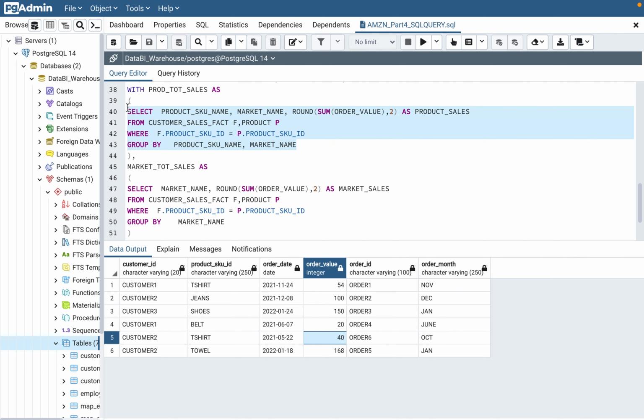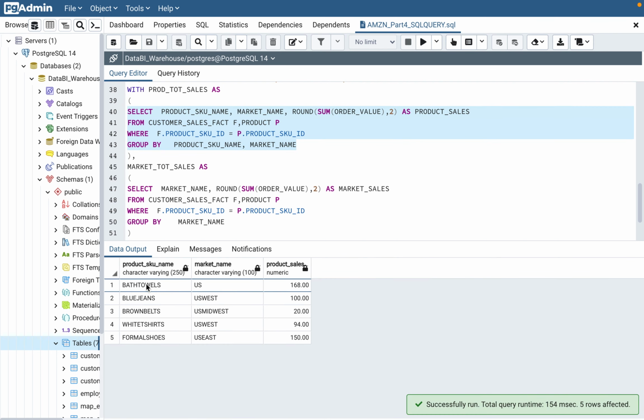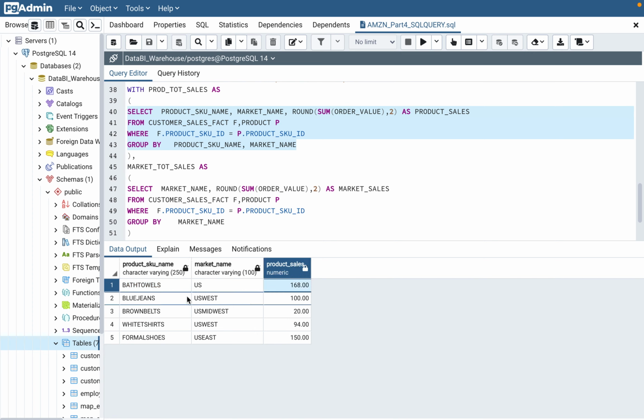If you see the data of this, it is telling you the product sales. So bath towels has $168, blue jeans has $100. And if you observe, I got the 2 decimal points. So if the value was 168.67 or 78, it would have come like that.